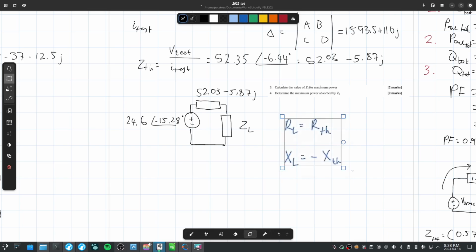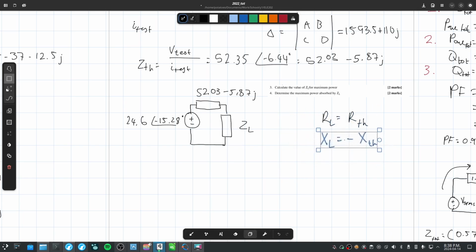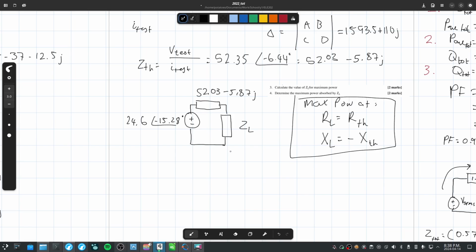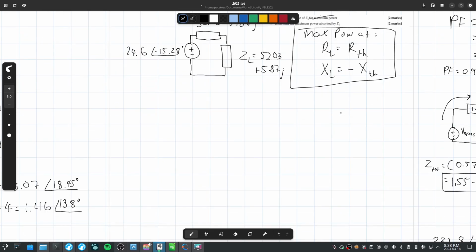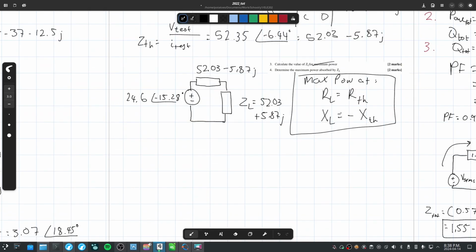So by this rule, right? Let me just write. Max power at this, ZL is going to be 52.03 plus 5.87j. That's our ZL. That's our value of ZL for maximum power. Determine the maximum power absorbed by ZL. By ZL. Sounds like I have an accent.